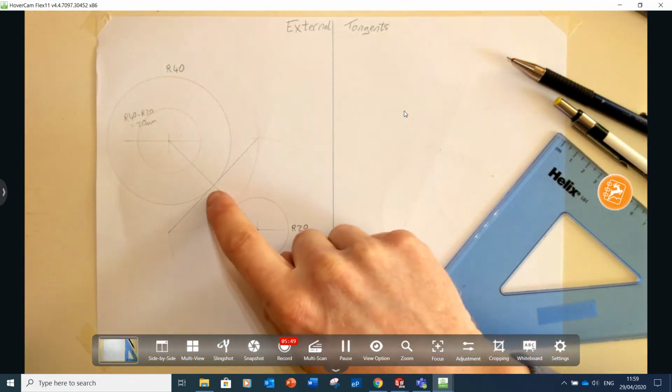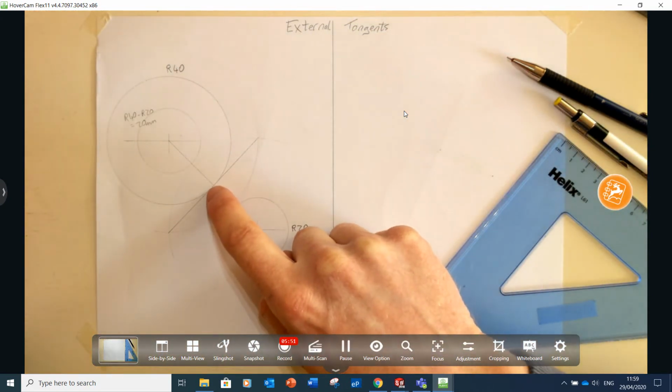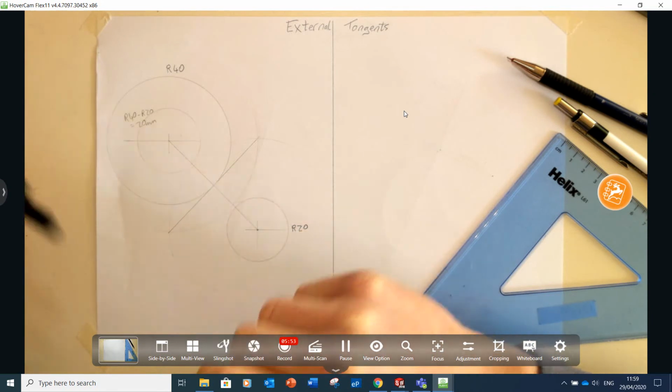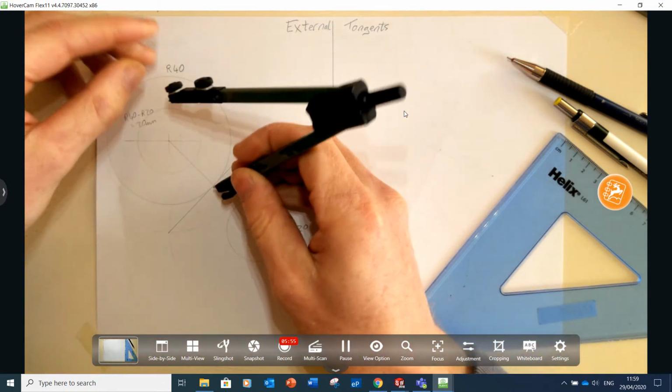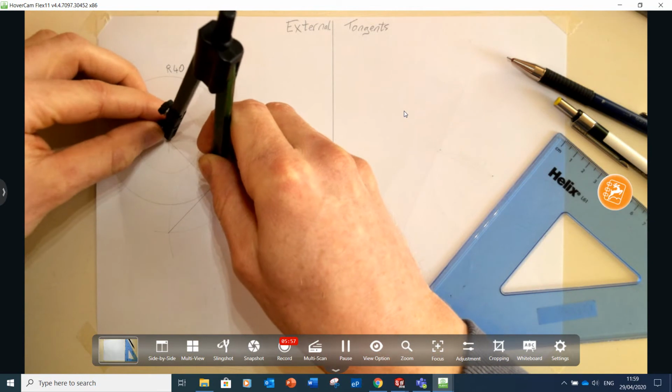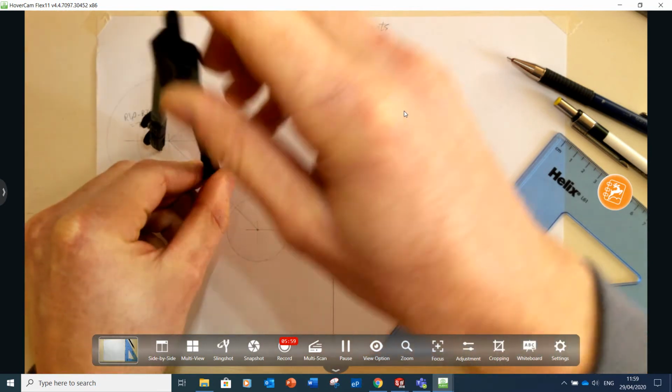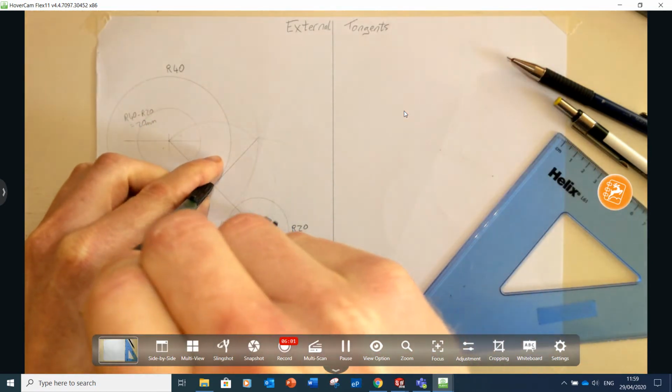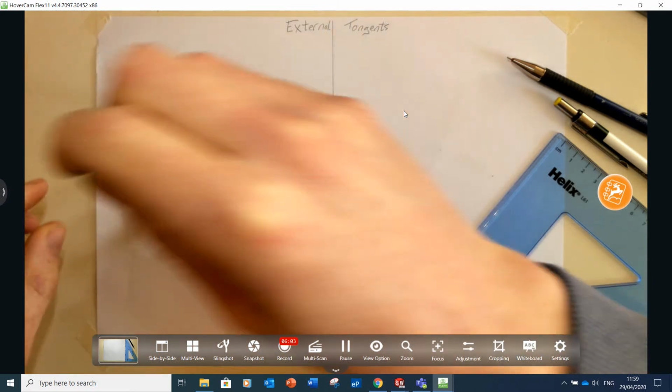Just like that. Now it's just coincidence that that is bisected very close there to the circumference of the larger circle. And then I'm going to draw my semicircle.